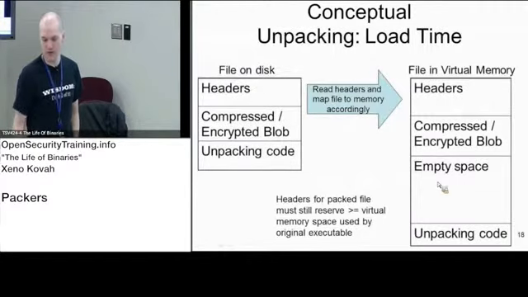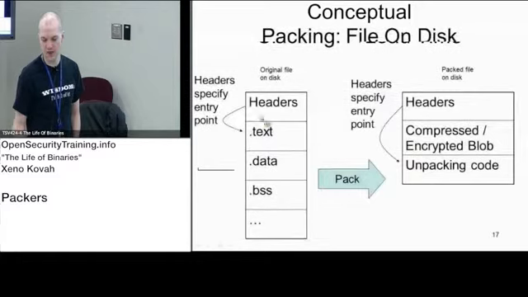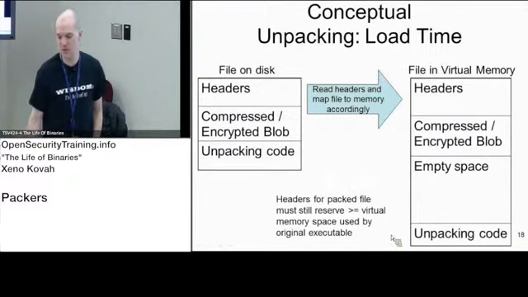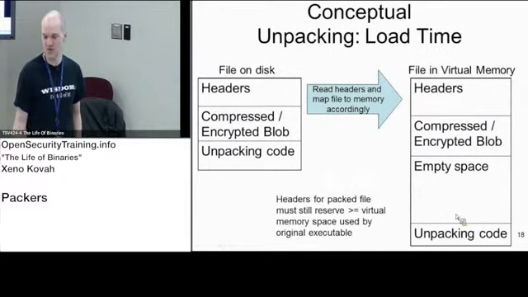All right, so at runtime, right, so this is the packing process. On disk, you get this compressed version. And at runtime, the header information was updated to start at the unpacking code, and then the unpacking code just decompresses the information into memory. So the first thing it'll do is it'll map enough space so that the thing can be decompressed. So that's a common feature that you'll see.